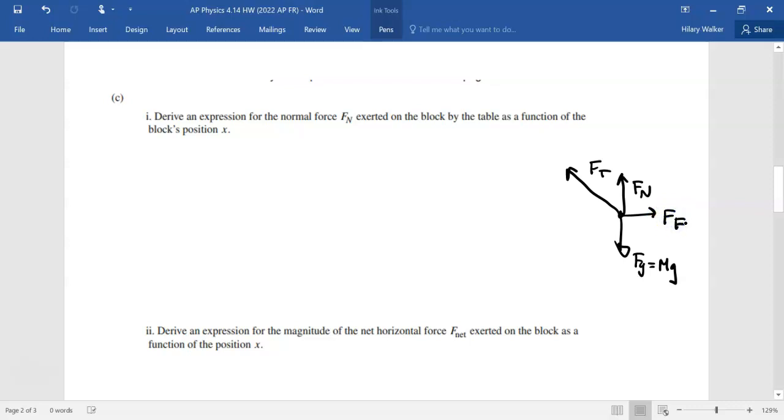Okay, so Fn is a force, and I'm going to say up and down direction is y, and horizontal direction is x. Fn is a y direction force. I'm going to look at my free body diagram and think, are there any forces that I need to split into the x and y components? Yes, there are.